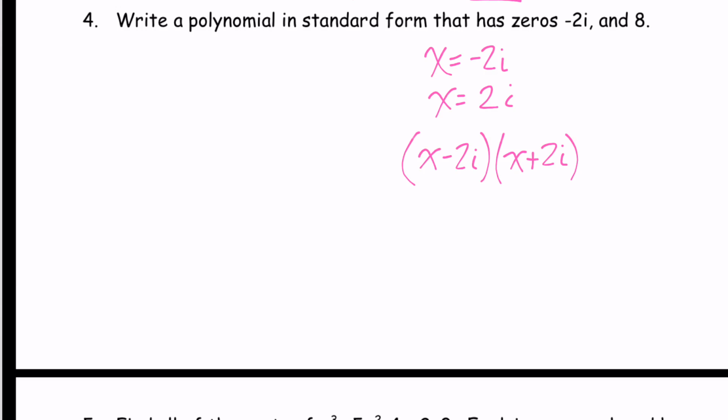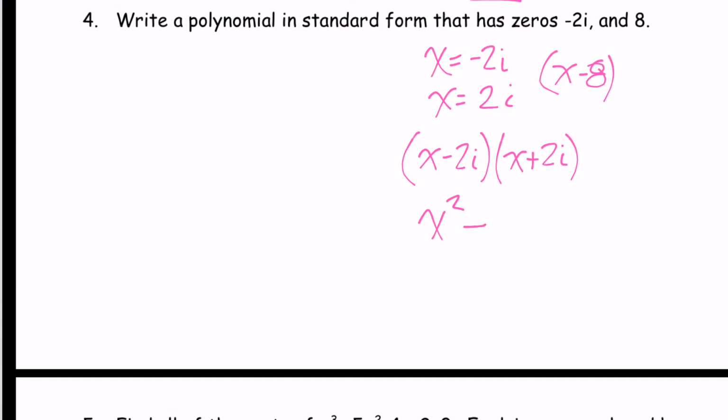And we also have a solution at 8, which is telling us we have an additional factor of x minus 8. But let's worry about that in a moment. Let's focus on this imaginary stuff first. Let's multiply these two binomials together. So x times x is an x squared.